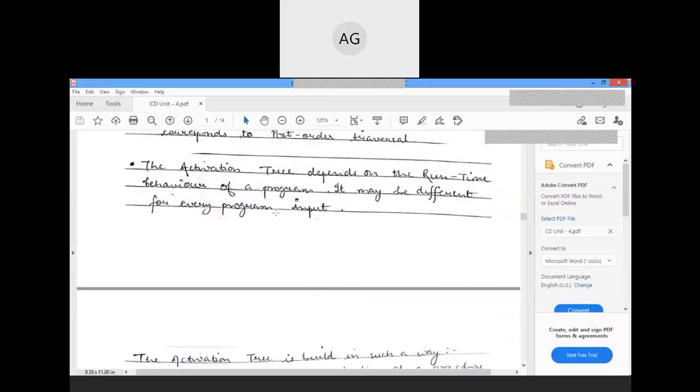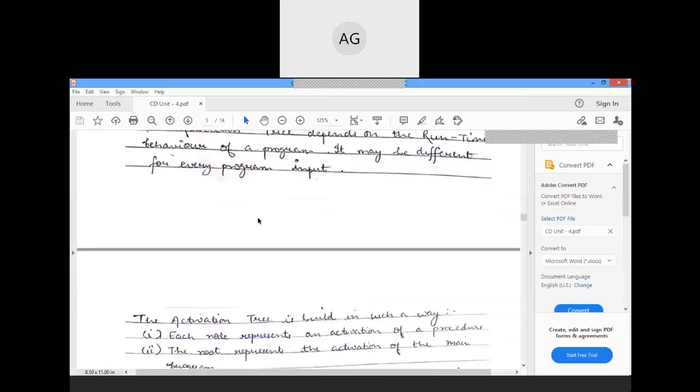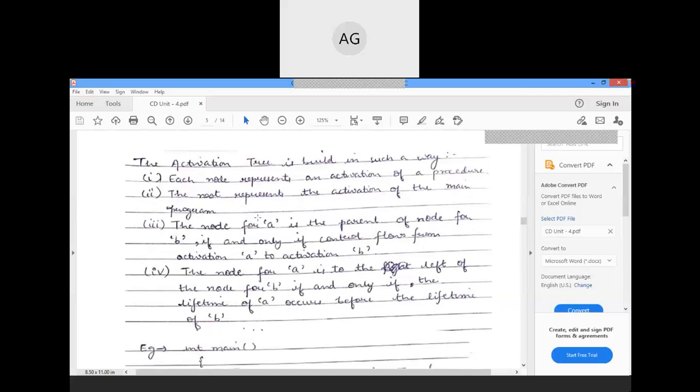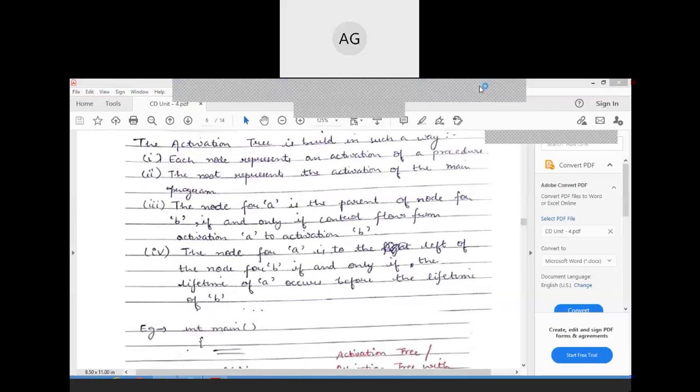So the activation tree depends on the runtime behavior of a program. It may be different for every program input. So next, this is an example of how the activation tree is going to work.